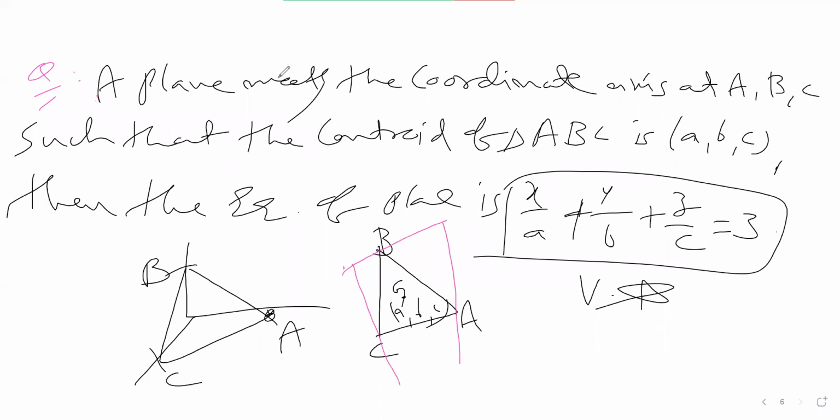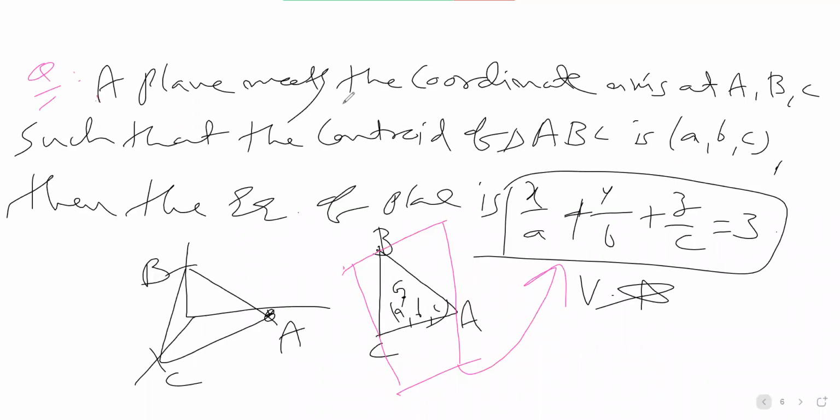The equation of the plane passing through these 3 points, right? Is this clear? Whenever the coordinate axes are intersected at capital A, capital B, capital C, and its centroid is small a, b, c, then the equation of such a plane, which passes through these 3 points capital A, capital B, capital C, is always x by a plus y by b plus z by c equals 3. Very important, right?